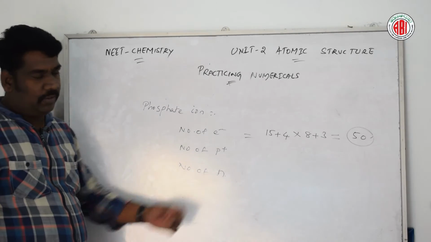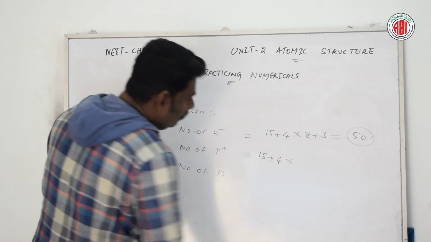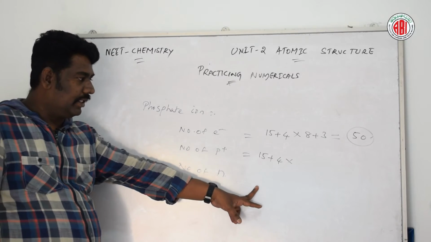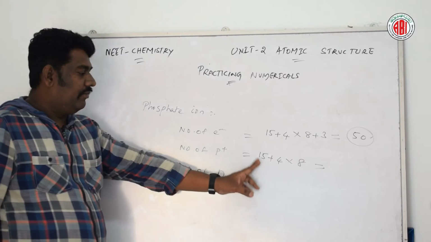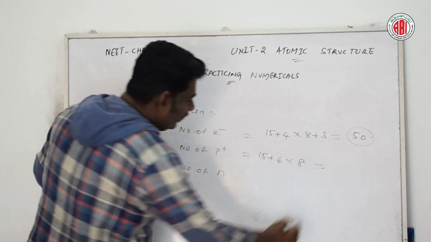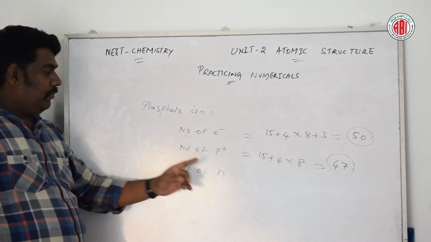Similarly, let us find the number of protons. 15 plus 4 into the number of protons, for that multiply by 8, that is 15 plus 4, 19, 19 into 8, that is 47. So this is the number of protons.